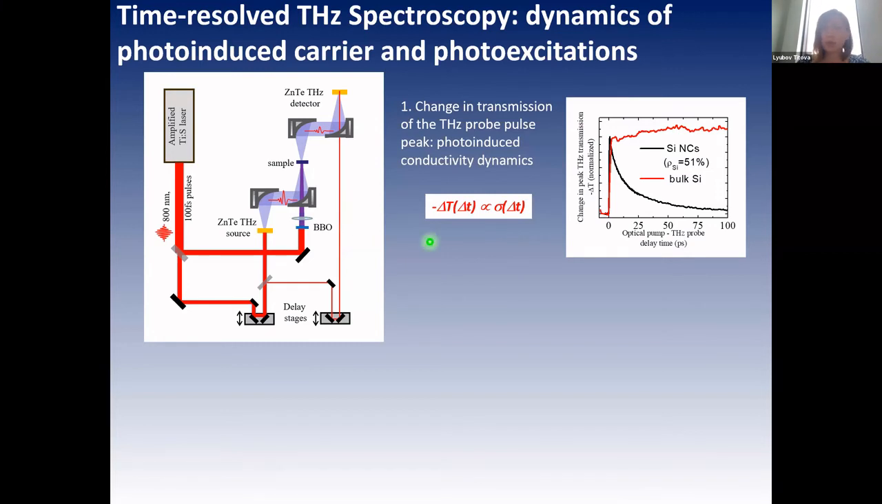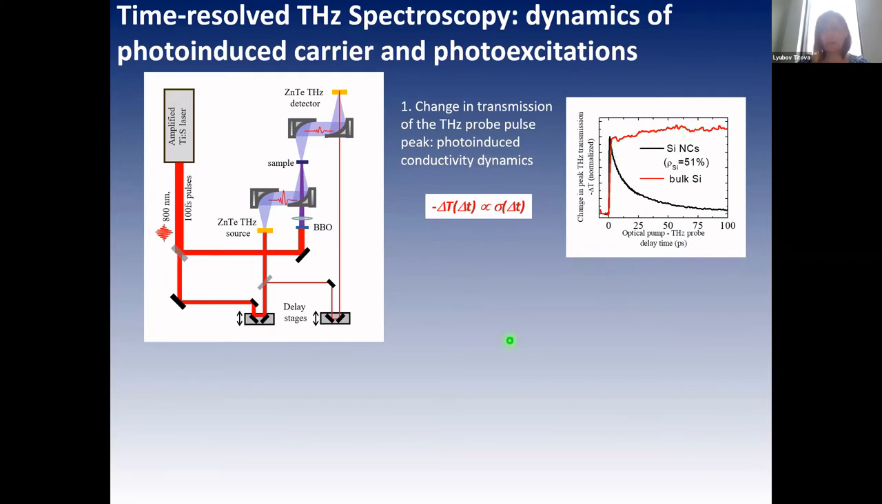It can be shown in this case that the negative change in transmission as a function of time is directly proportional to photoconductivity, or to photoinduced changes in the conductivity. What I'm showing you here is an example of just your bulk silicon crystal shown in red, as well as the nanostructured silicon shown in black. And as the pump pulse arrives at the sample, we inject free carriers, photoconductivity goes up, and then we can look at the dynamics of it decaying down.